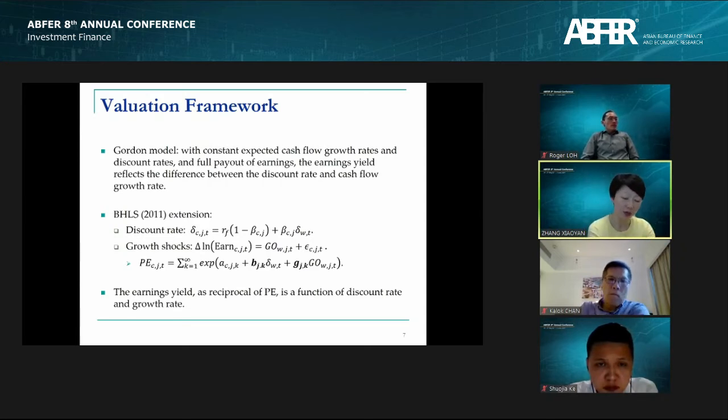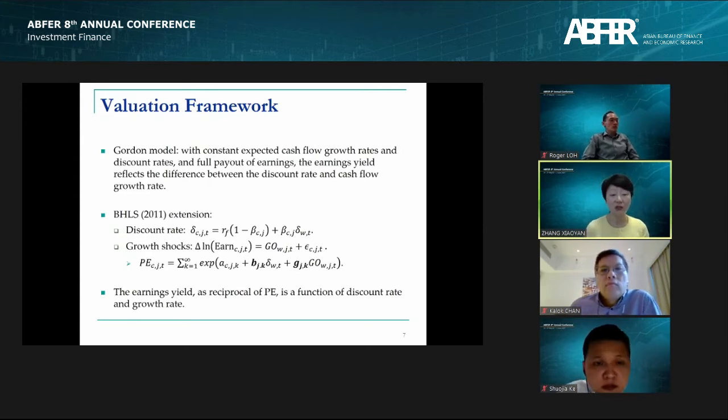BHLS, this is Bekaert, Harvey, Lundblad, and Siegel. In 2011, they take Gordon's model, they look at segmentation of the global market, they extended the Gordon model by incorporating stochastic discount rates and growth shocks. Here, I'm not going to explain all those notations, but I'll tell you, in their derivation, price earnings ratio will become a function of the delta W, which is the global discount rate, and GOW, which is the global growth opportunity. So price earnings ratio for country C, sector J at time T is a function of global discount rate and the global growth opportunities. Now, given earnings yield is reciprocal of PE, it is also going to be a function of global discount rate and global growth opportunities. So that's the theoretical framework.